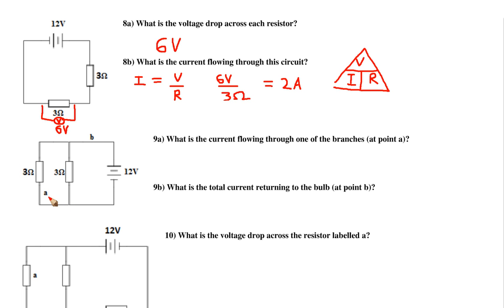So here, say point A. If I'm trying to find out what the current is here, let's look at our formula. Current equals voltage divided by resistance. We know the resistance here is 3 ohms, so I can already put that in. It's going to be divided by 3. But what is the voltage drop?